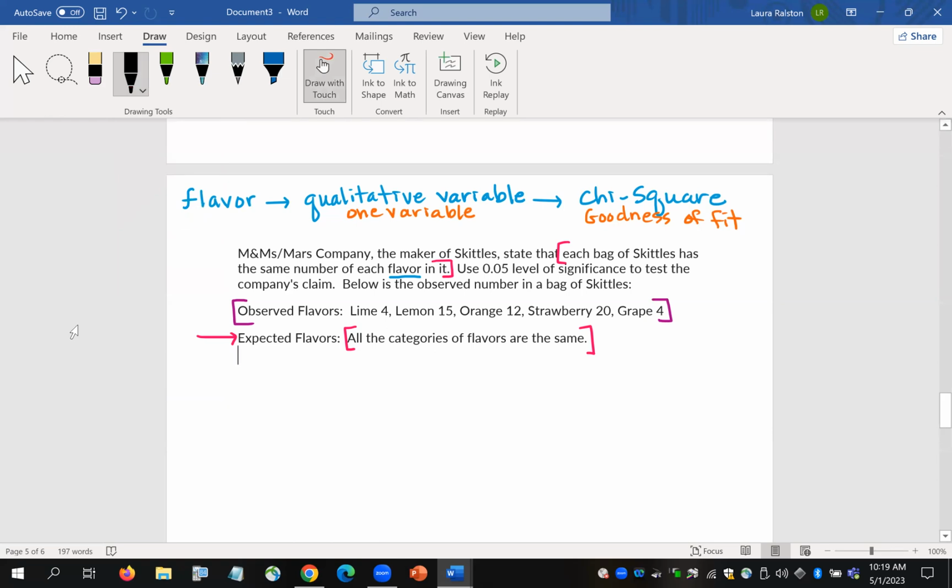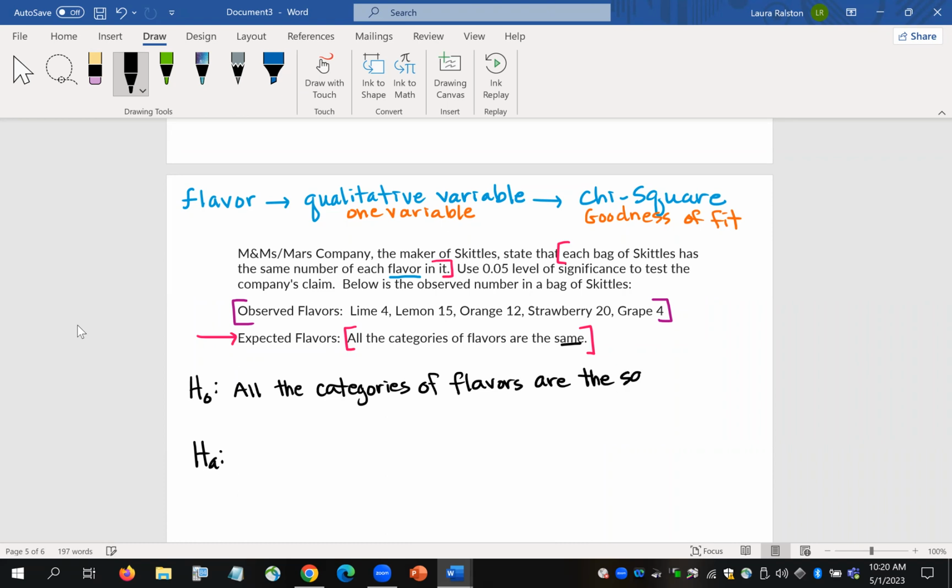Okay, so again, we start with our hypotheses, and we're trying to say that all the categories are the same. The fact that they're the same is my null hypothesis. And again, I can literally write it this way: all the categories of flavors are the same.